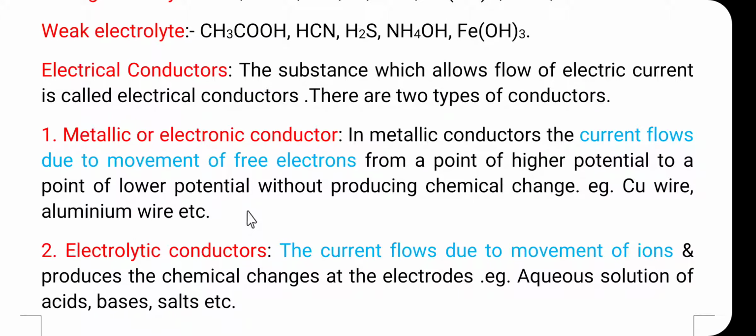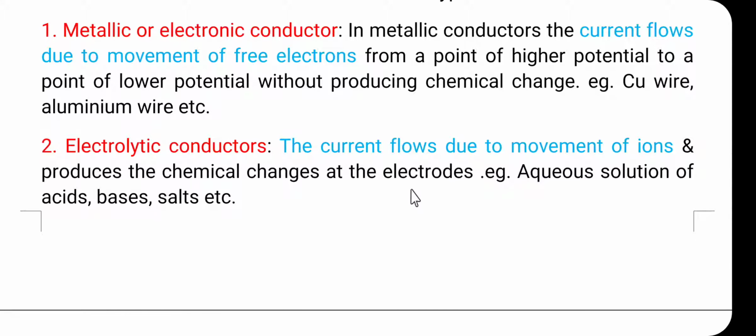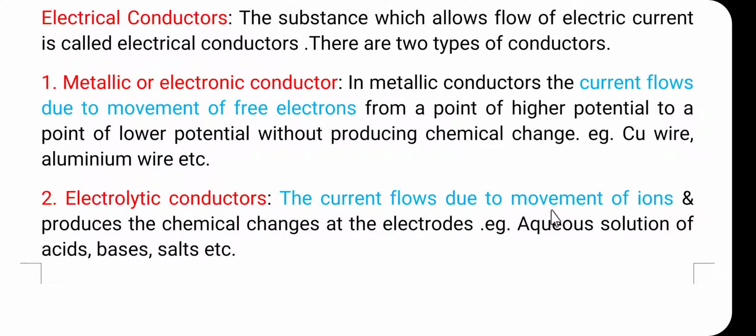Then the second one is the electrolytic conductor. Here the current flows due to the movement of ions and produces a chemical change at the electrode. Such conductors are called electrolytic conductors. So in the case of the electrolytic conductor, there is a current flow because of the movement of the ion. And the examples of the electrolytic conductor are the aqueous solutions of acids, bases and salts, etc. So when we consider the electrical conductor, there are two types, metallic conductor as well as electrolytic conductors.